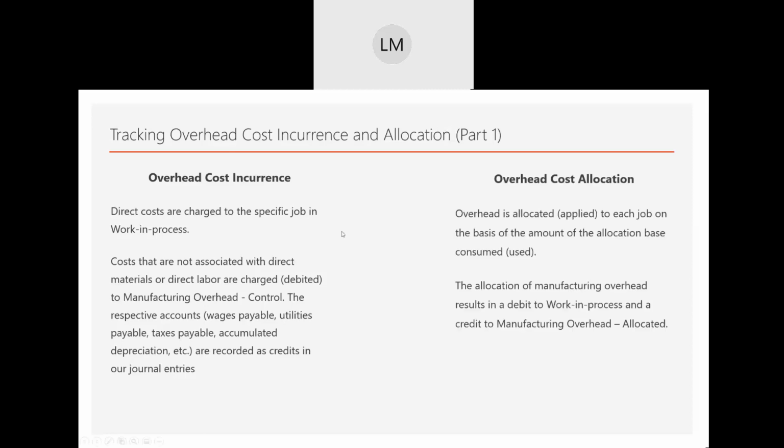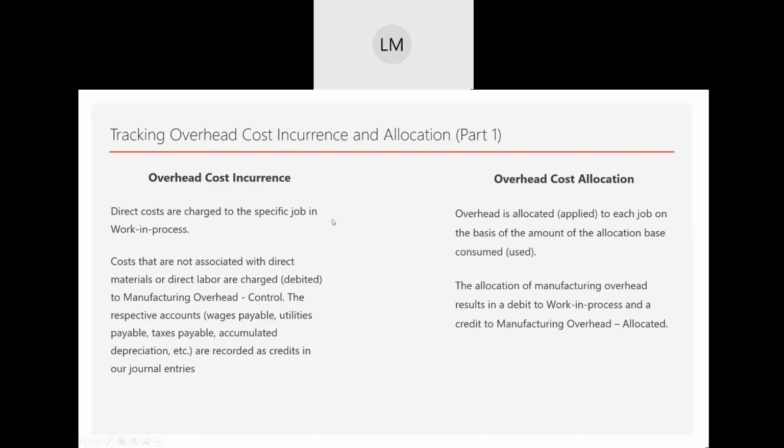So now overhead cost allocation: the overhead is allocated or applied. In fact, you might see some people refer to it as applied overhead because we're applying overhead to different jobs. But overhead is allocated to each job on the basis of the amount of the allocation base that is consumed or used up. And again, this reinforces the concept that different jobs are going to consume different amounts of resources. So we want those jobs that consume a lot more of the resources to get a lot more of the overhead costs assigned to them, and jobs that consume very little of those overhead resources will have a lot less overhead costs assigned to them.